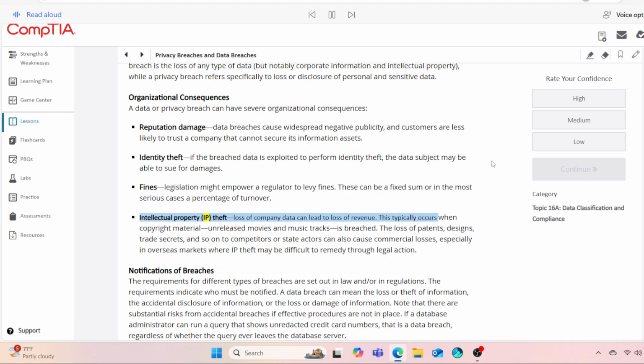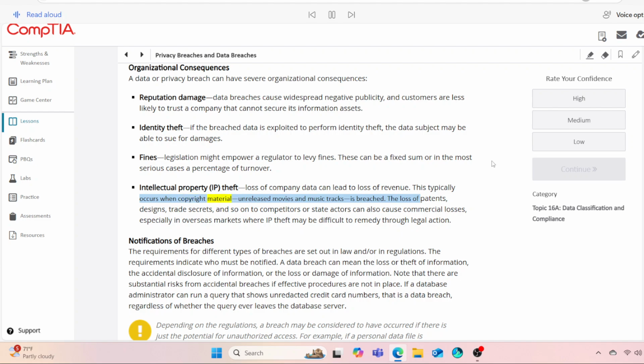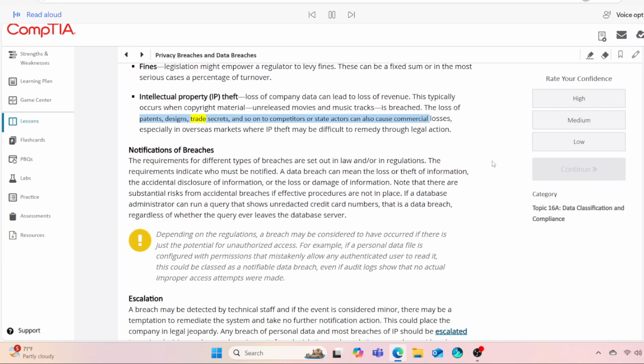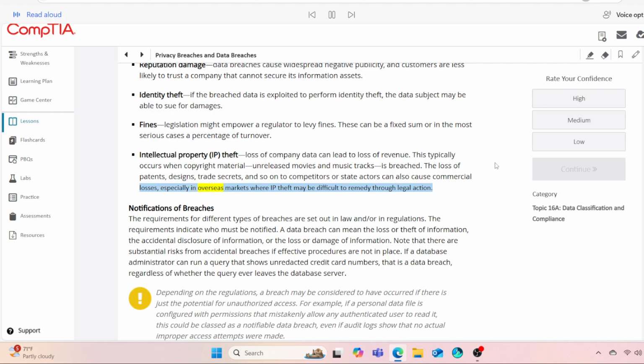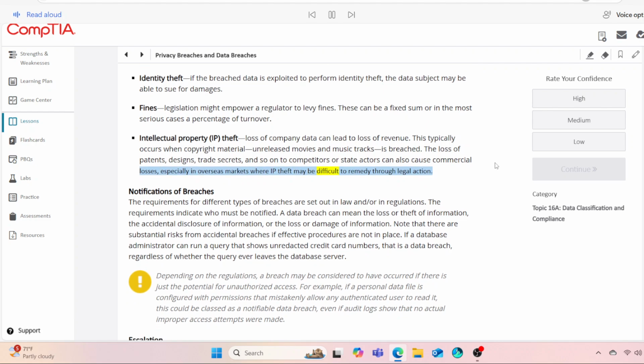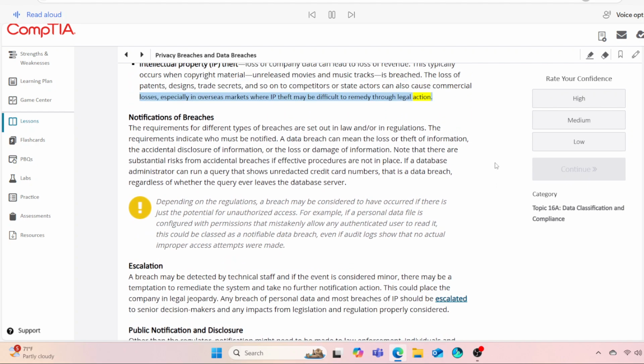Intellectual property, IP, theft. Loss of company data can lead to loss of revenue. This typically occurs when copyright material, unreleased movies, and music tracks is breached. The loss of patents, designs, trade secrets, and so on to competitors or state actors can also cause commercial losses, especially in overseas markets where IP theft may be difficult to remedy through legal action.